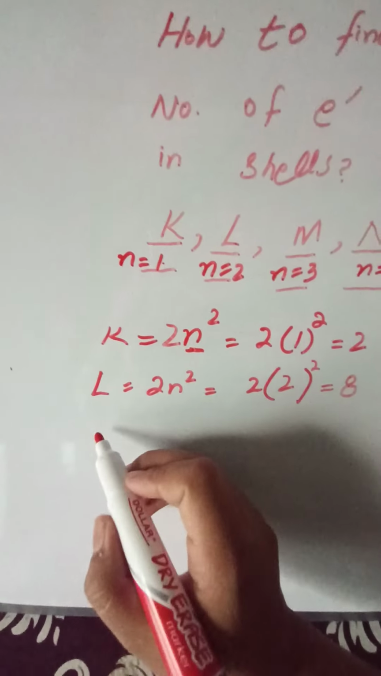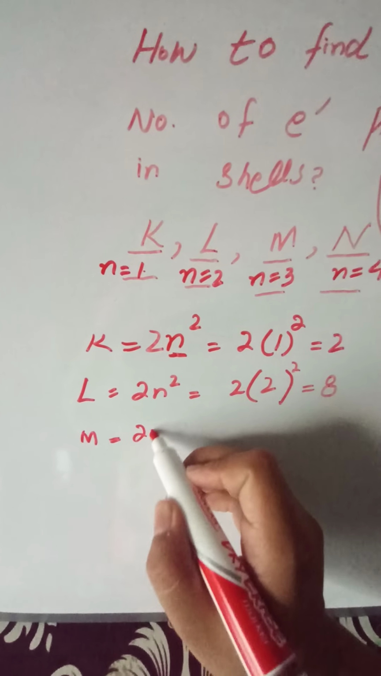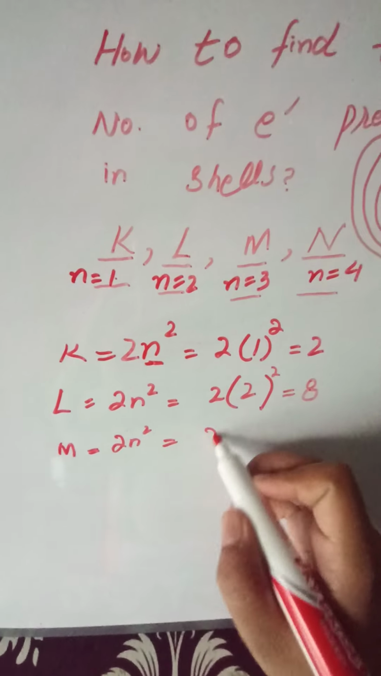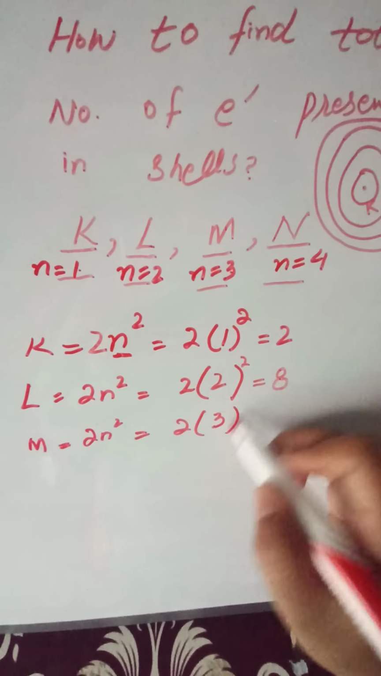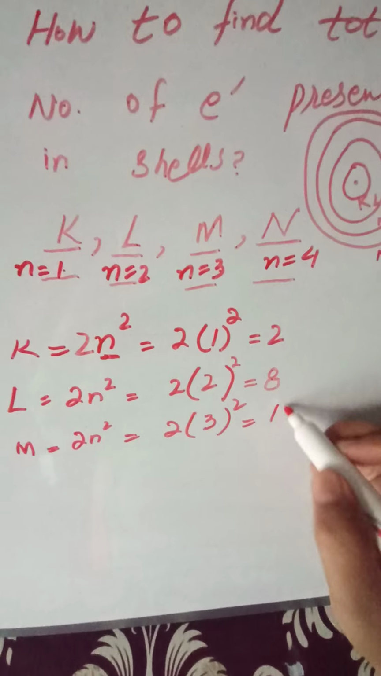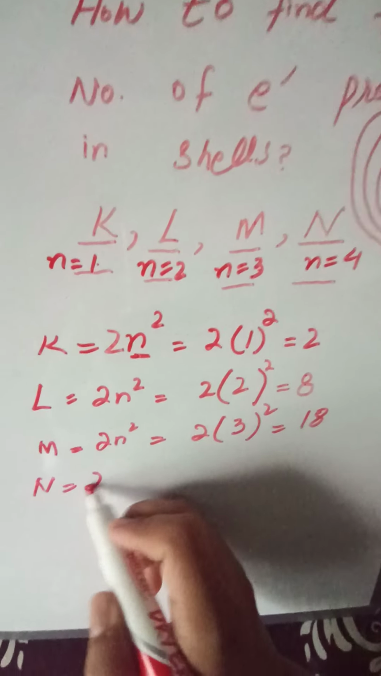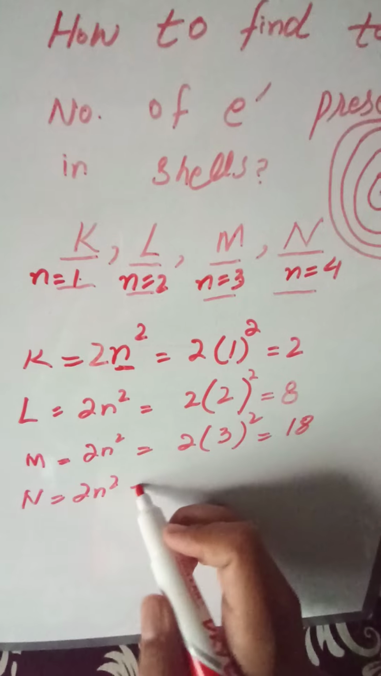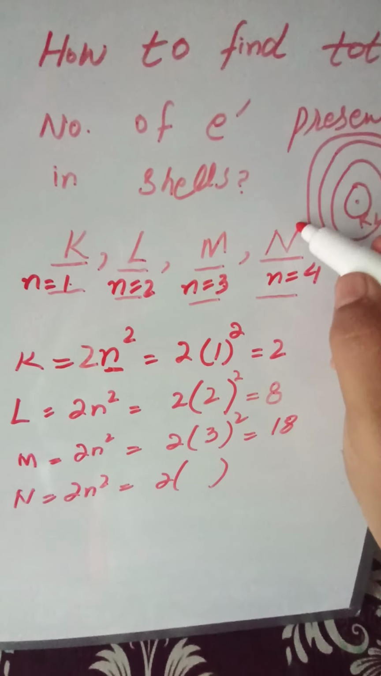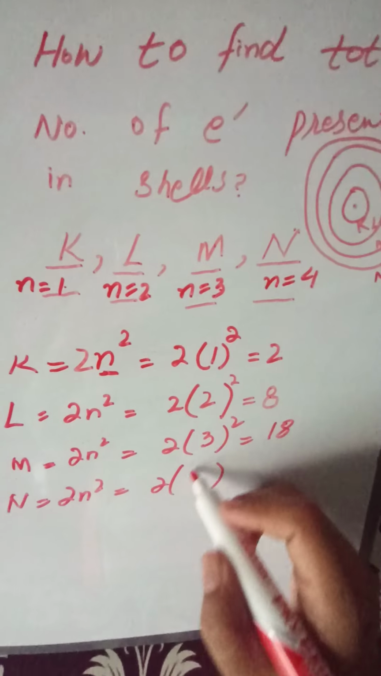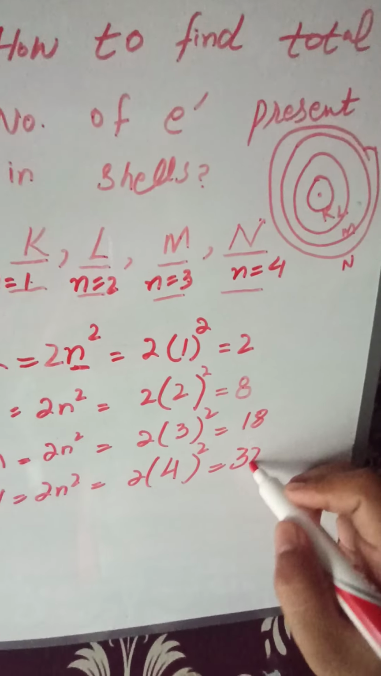For M, 2n square will be equal to 2 times 3 square, and we will get the answer 18. For N use the same formula and put the value of n for the N shell. This is the 4th shell, so put 4 here and we get 32.